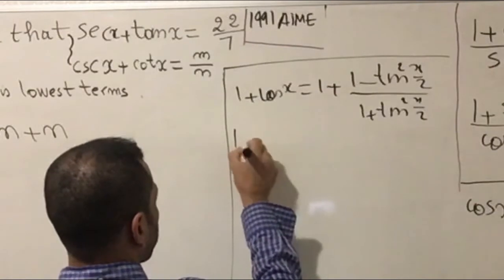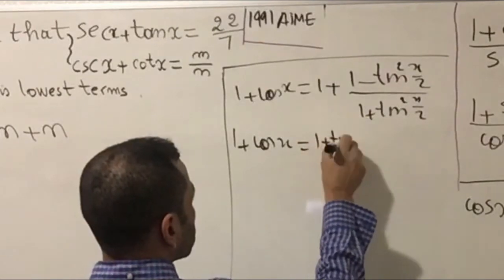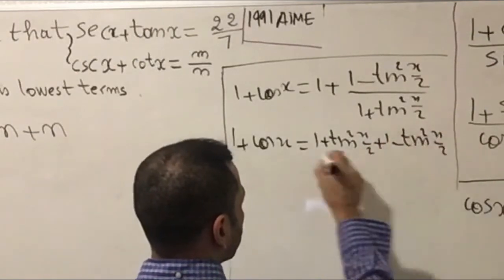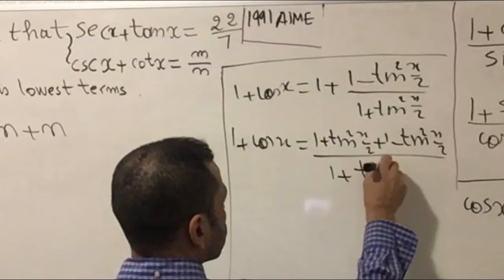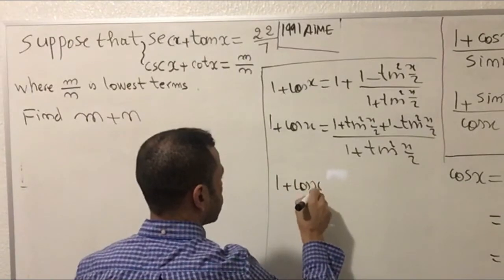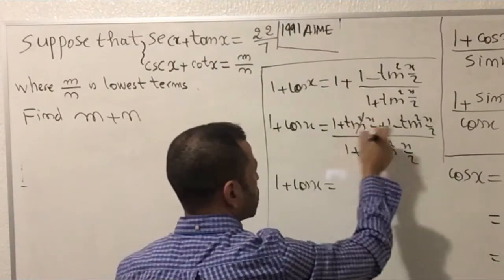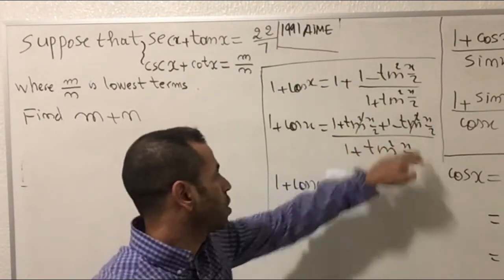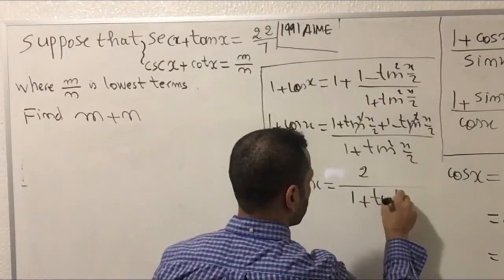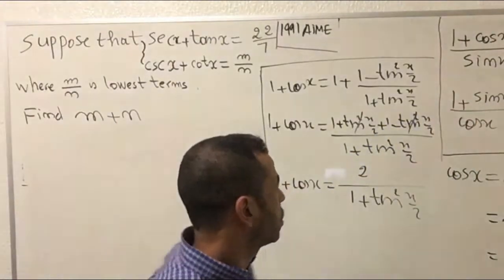So this one, 1 plus cosine x equals 1 plus tangent square x over 2 plus 1 minus tangent square x over 2 over 1 plus tangent square x over 2, okay? So this one, 1 plus cosine x equals this one, tangent square x over 2 will be cancelled out because one is positive, the other one is negative. So 1 plus 1 equals 2 over 1 plus tangent square x over 2, okay? I'm going to calculate 1 over sine x, okay? So this one.